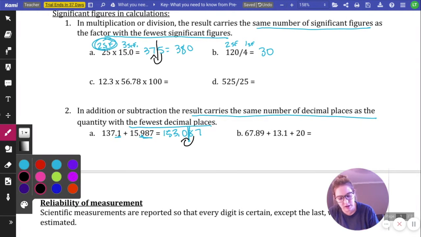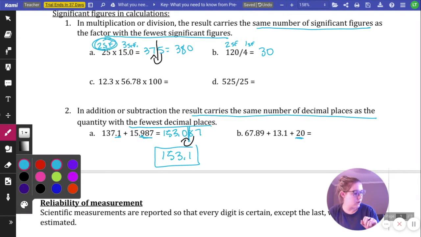Check my rounding. I should round up because it ends in 0.8. So I end up with 153.1. And then I'll leave the second one for you guys to do. Actually, I'll do that one with you guys.